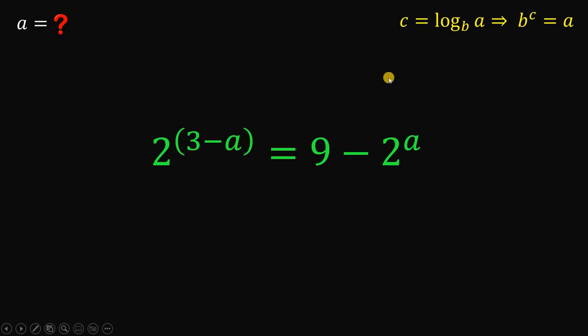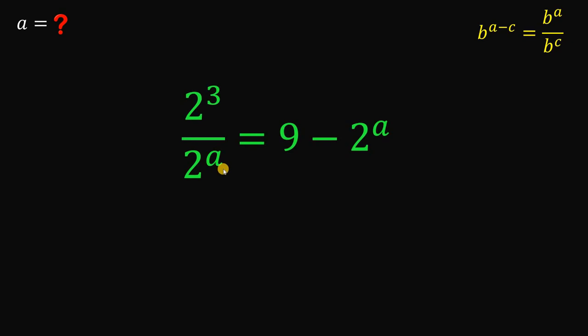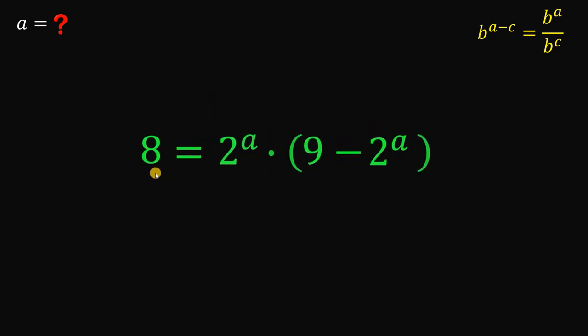Alright, now let's continue. Let's use this law of exponents. If we have b raised to a minus c, it is equivalent to b raised to a all over b raised to c. Therefore, 2 raised to 3 minus a can be written as 2 raised to 3 all over 2 raised to a. Now, 2 raised to 3 is just 8 because 2 times 2 times 2 is 8. To cancel out 2 raised to a on the denominator, let's multiply both sides by 2 raised to a. So 8 equals 2 raised to a multiplied by 9 minus 2 raised to the power of a.